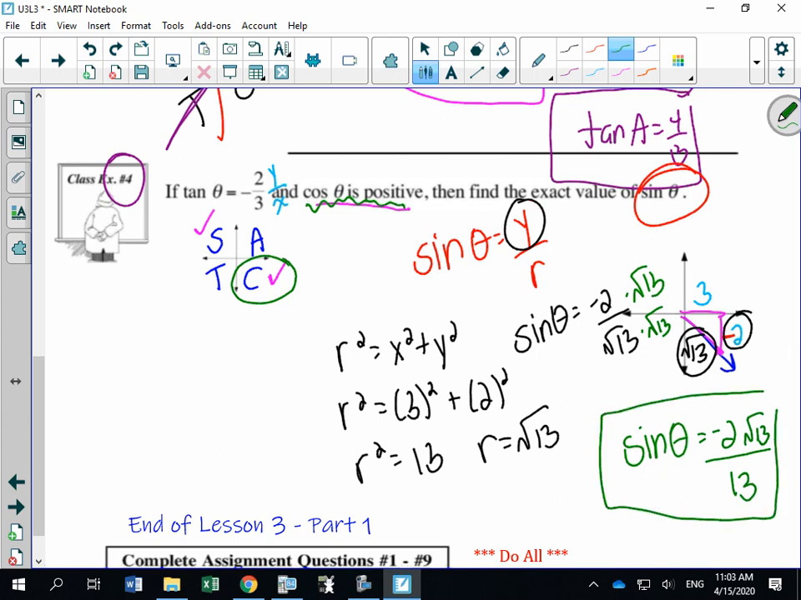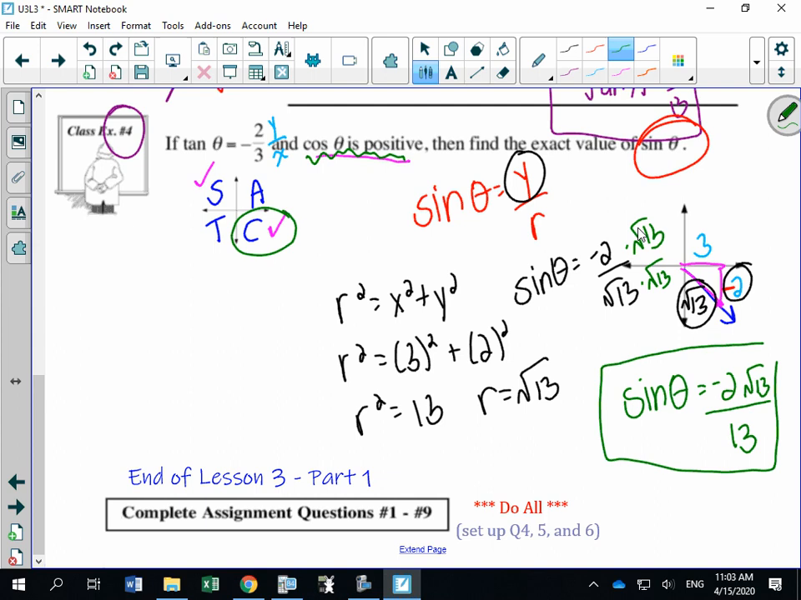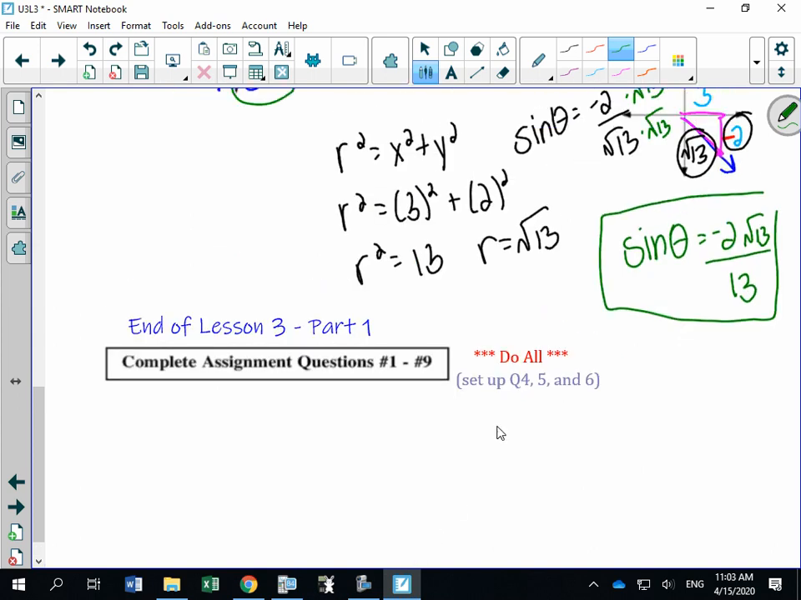Now, what should you check in every single question? You check that your answer follows the CAST rule. So I always redraw CAST at the end of my question. And then I say, okay, the question was in quadrant 4. What was the ratio that was positive in quadrant 4? The only trig ratio in quadrant 4 that's positive is cos. So my sine ratio should be negative, and it is.